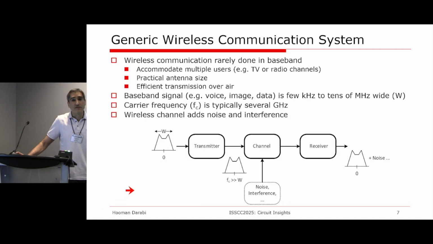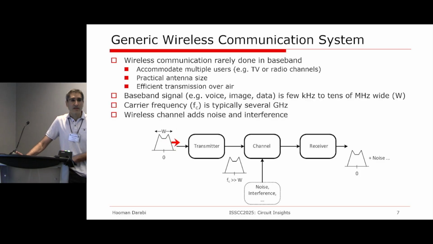Now, the purpose of a wireless communication system is to take some information, let's say your voice if you're making a phone call, send it through the air, and receive it on the other end, which would be the person you're talking to. The information is usually centered around 0 in the frequency domain. This could be voice, image, video, or data, and it ranges from several kilohertz in the case of audio to tens of megahertz in the case of data, for instance if you're web browsing. This signal we call the baseband signal.